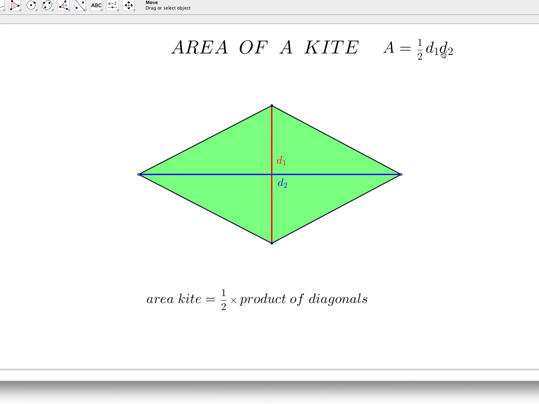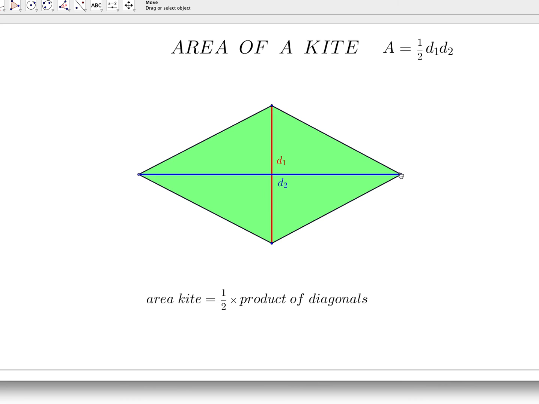So it doesn't have to be half D1, D2. It's just diagonal 1 and diagonal 2. You could call it half BH, just the same. Worth noting, one diagonal is a line of symmetry. It halves the other diagonal at 90 degrees. That is, it's a perpendicular bisector.